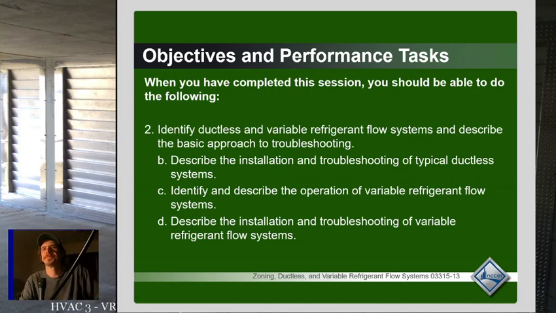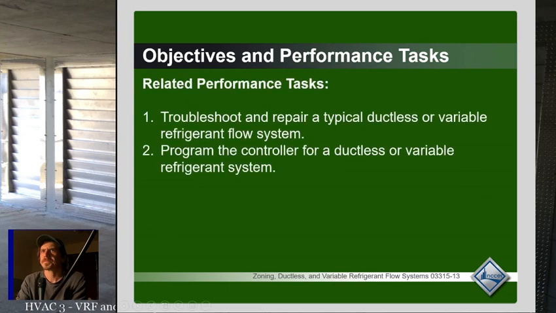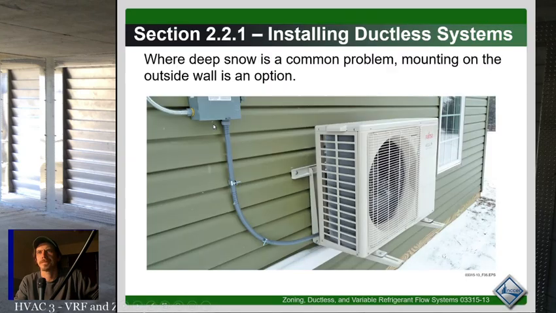Alright, so after we get done with this session, we should be able to do the following. Identify ductless and variable refrigerant flow systems and describe the basic approach to troubleshooting. Describe the installation and troubleshooting of typical ductless. Identify and describe the operation of VRF, and describe the installation and troubleshooting of VRF systems. Related performance tasks are troubleshoot and repair a typical ductless or VRF system. Program the controller for a ductless or VRF system.